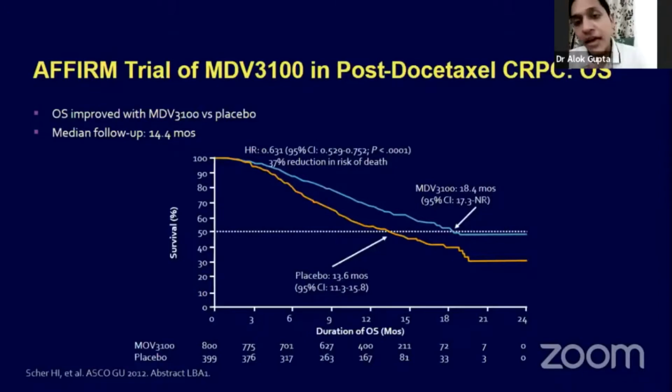This was a very hard endpoint, overall survival, and the patient number in this trial was much more than the previous trials of docetaxel in the similar setting. 1200 patients were included. And what this trial showed was that in the arm which received enzalutamide, the median overall survival was 18.4 months. And in the arm which received placebo, it was much less at 13.6 months. So an absolute improvement of 5 months in overall survival, with a hazard ratio of 0.63.